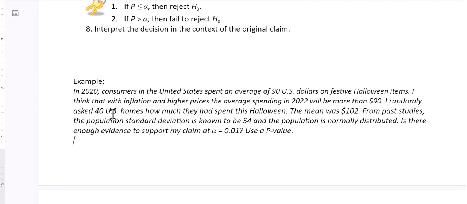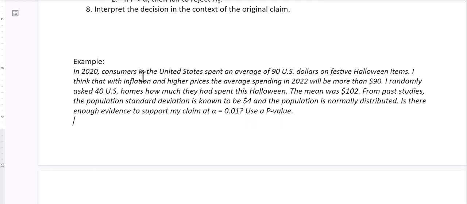So our first example here: in 2020, consumers in the United States spent an average of $90 on festive Halloween items. I think that with inflation and higher prices, the average spending in 2022 will be more than $90. So I randomly asked 40 US homes how much they had spent this Halloween. The mean was $102. From past studies, the population standard deviation is known to be $4 and the population is normally distributed. Is there enough evidence to support my claim at the 0.01 level of significance? And let's use a p-value.